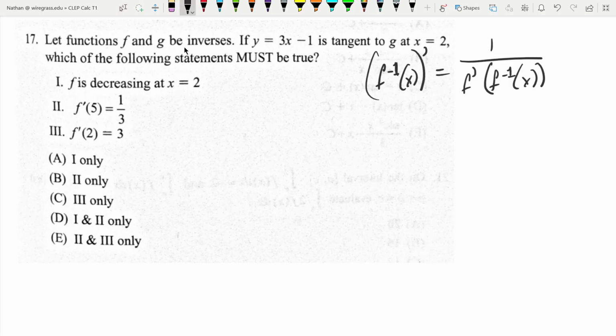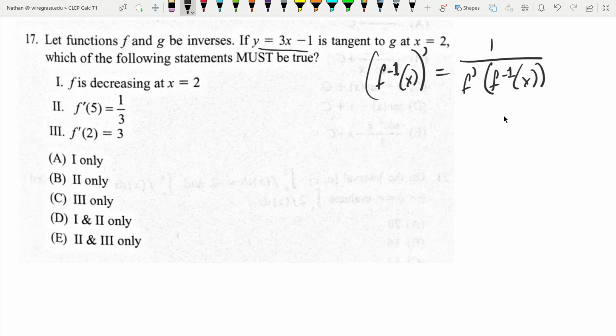So f and g are inverse functions. And if we know that y equals 3x minus 1 is a tangent to the graph of g at x equals 2, which of the following must be true? I have written down here the relationship between an inverse function, derivatives, and the flipped version of it.